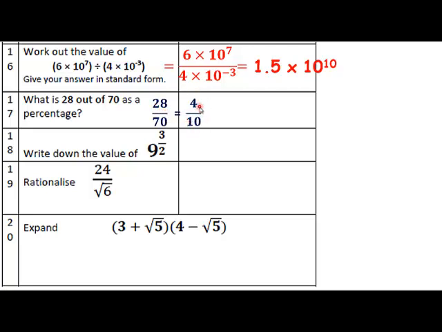Times them both by 10 now to turn the bottom number into 100. That times 10 is 100. That times 10 is 40. 40 over 100. And now it should be obvious to you that we're dealing with 40%. Right, you should be pretty comfortable with this.